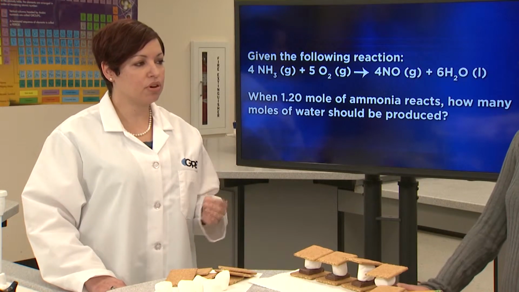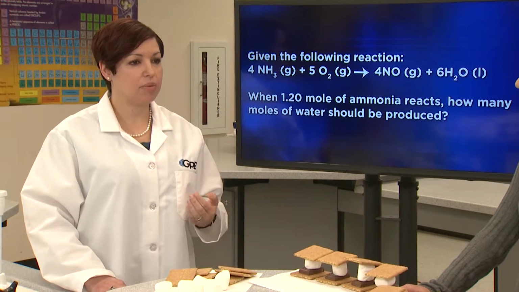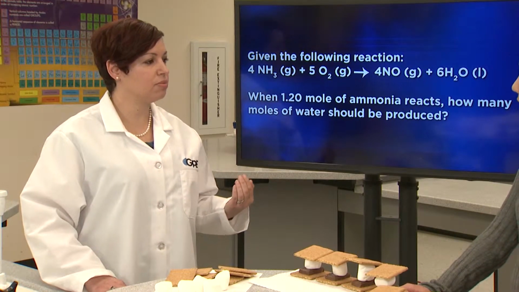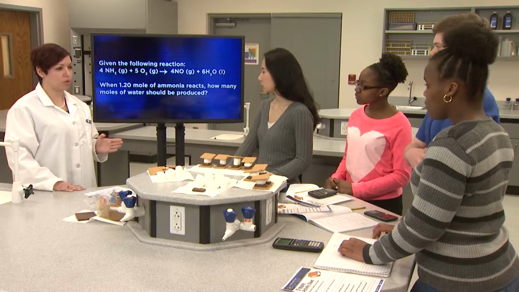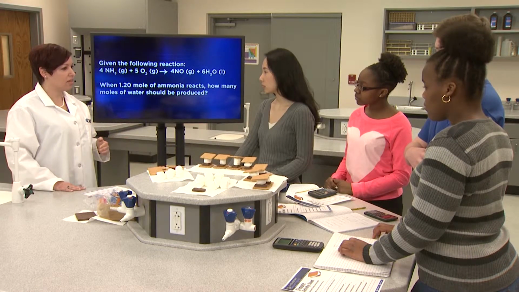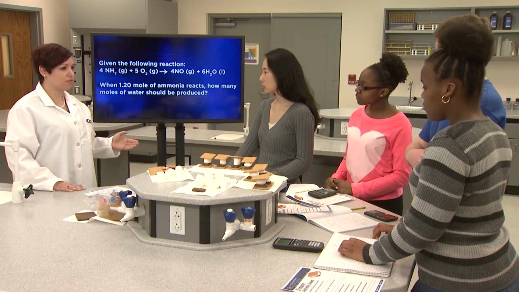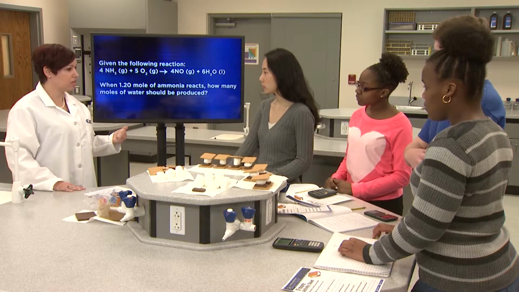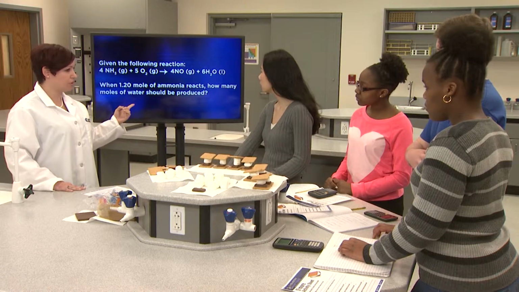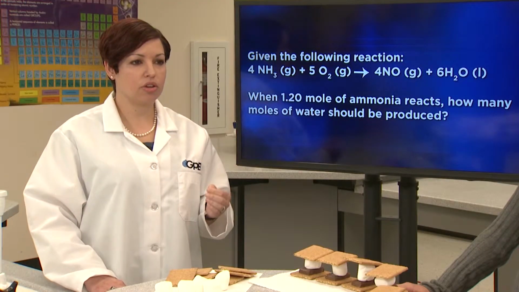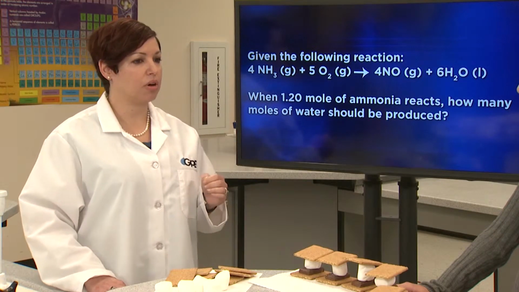Now, here's a perfect example of a problem in which we know which reactant is going to be limiting from the start. Since the atmosphere contains about 21% oxygen gas, there is more than enough oxygen present for this reaction to go to completion while completely consuming the 1.2 moles of ammonia. So let's do a stoichiometric conversion to solve this problem.